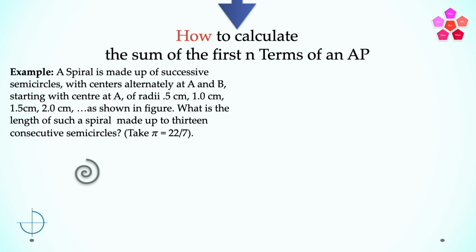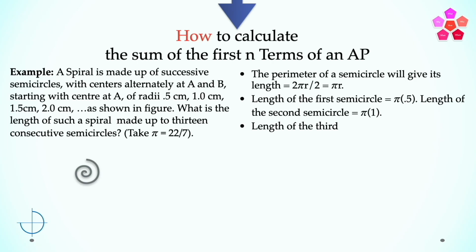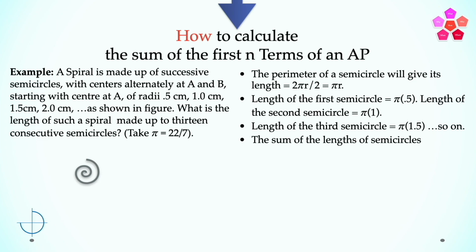This question looks tough, I will admit that, especially looking at the spiral, but honestly, it is not. The perimeter of a semicircle will give its length, which is equal to 2 pi r divided by 2, which is equal to pi r. Length of the first semicircle is pi into 0.5. Length of the second semicircle is pi into 1. Length of the third semicircle is equal to pi multiplied by 1.5 and so on. Once we add the lengths and take pi as common, the sum of the lengths of the semicircles is equal to pi into 0.5 plus 1 plus 1.5 and so on in parentheses.